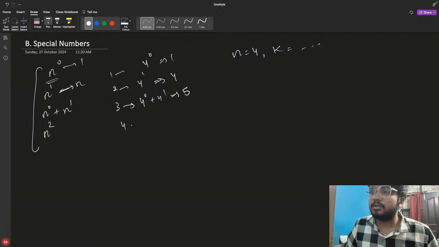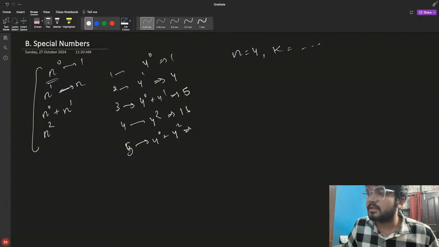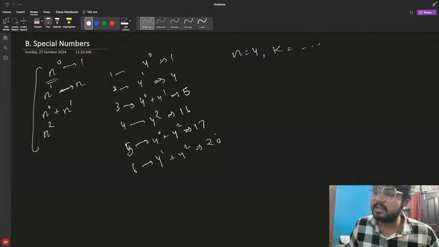What will be the next number? The next number will be 4 square, which is 16. What can be the next number? Can we add any of these to the 16? Yes. The fifth number can be this, which is 17. This is given in the question. What can be the next number? The next number will be 4 to the power 1 plus 16, which will be 20. Can there be 18 or 19? 18 or 19 cannot be there, you can check and verify.